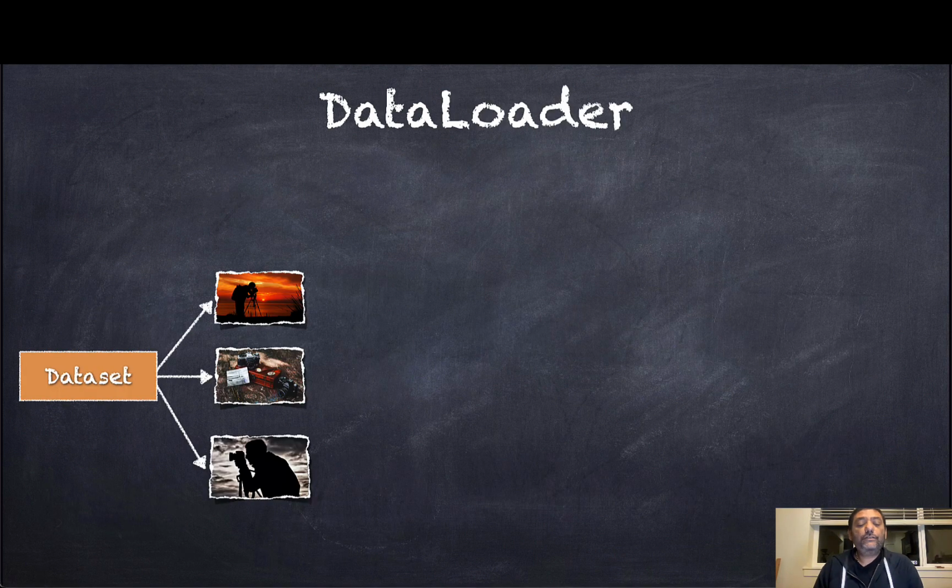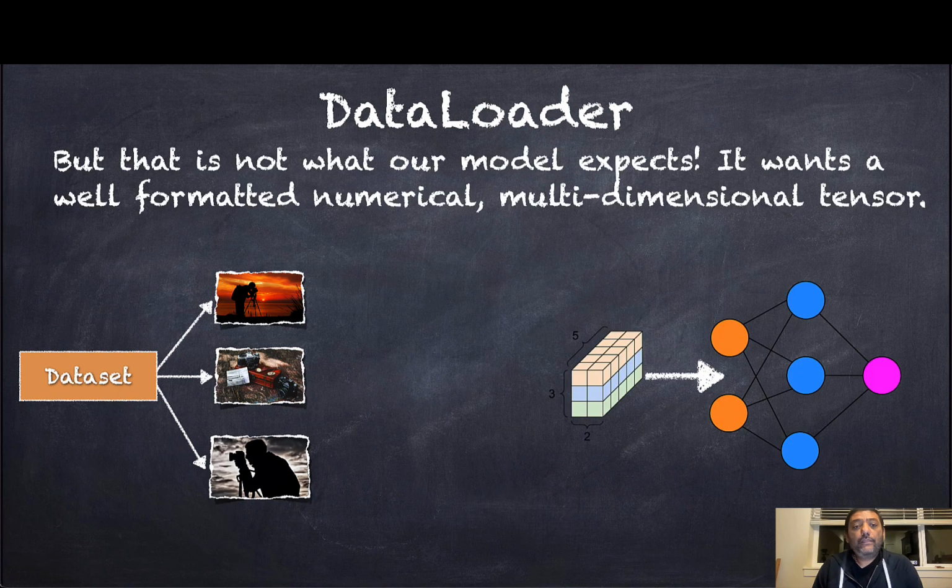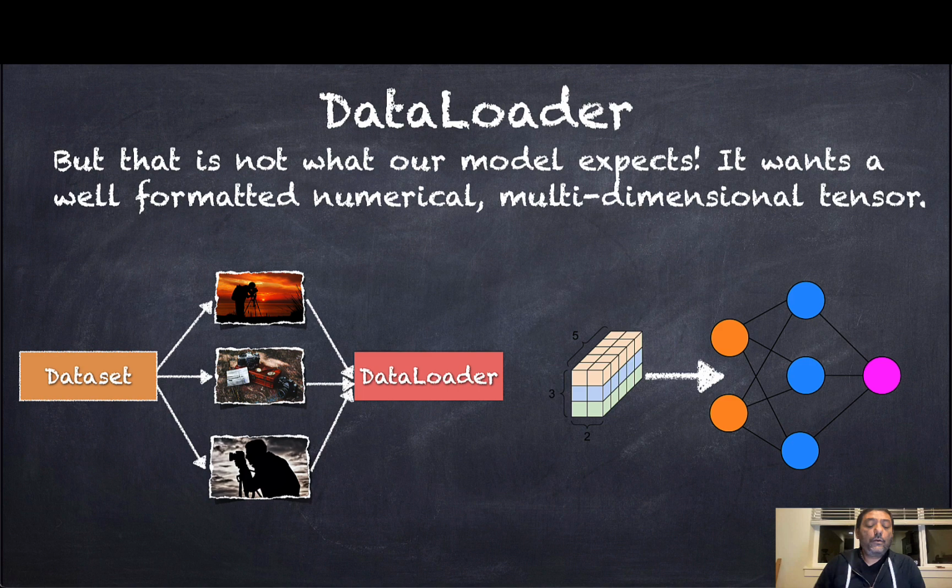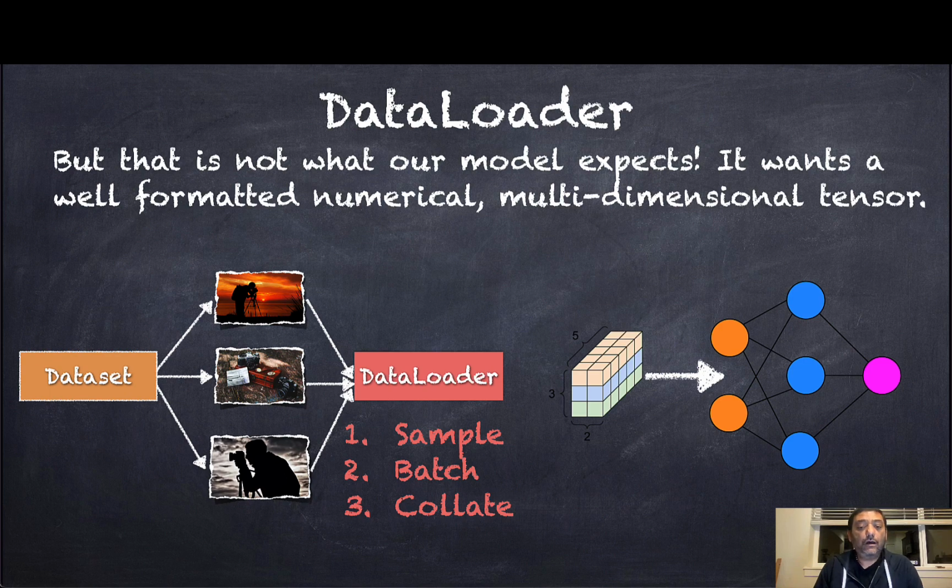Let's consider a computer vision dataset that gives a single photo along with its label as a single data element. Now the problem is that is not what our computer vision model expects. It wants a well-formatted numerical multidimensional tensor. And that is when DataLoader enters the arena. What it does is it will sample a bunch of individual instances from the dataset. It will create a batch of this sample, and it will collate this batch into this multidimensional tensor that can then be forwarded to our model.